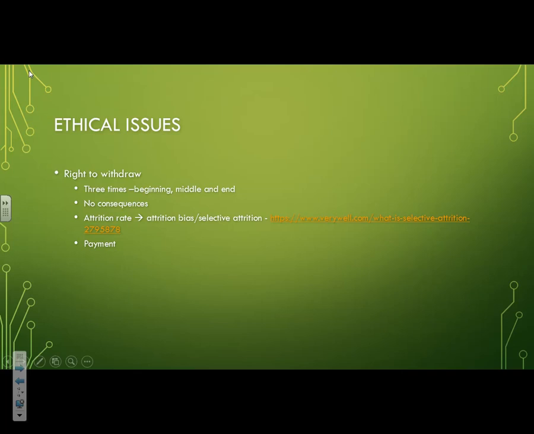You can get up, you can leave. But the psychologist is not allowed to verbally or physically restrain you. The problem with the right to withdraw is that it can cause an attrition rate or a high dropout rate. So another word for attrition is dropout rate.